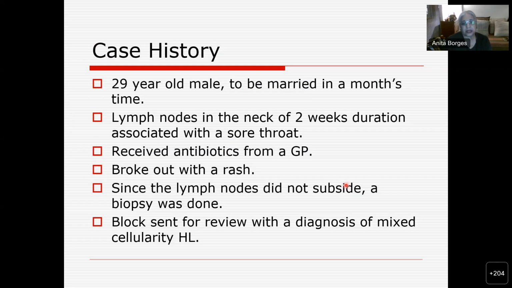So the GP gave him an antibiotic. This is such a common story. Antibiotics are given for anything. And he broke out into a rash after the antibiotics. Since the lymph nodes did not subside, then a biopsy was done. And the block was sent for review because somebody called this mixed cellularity Hodgkin's lymphoma.